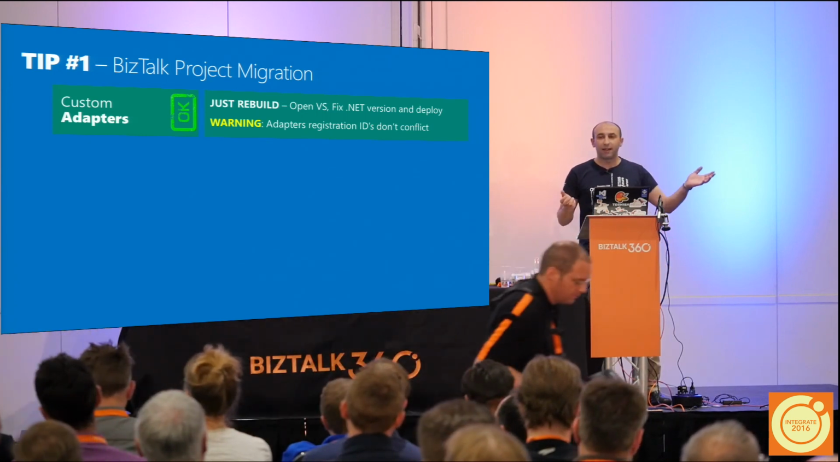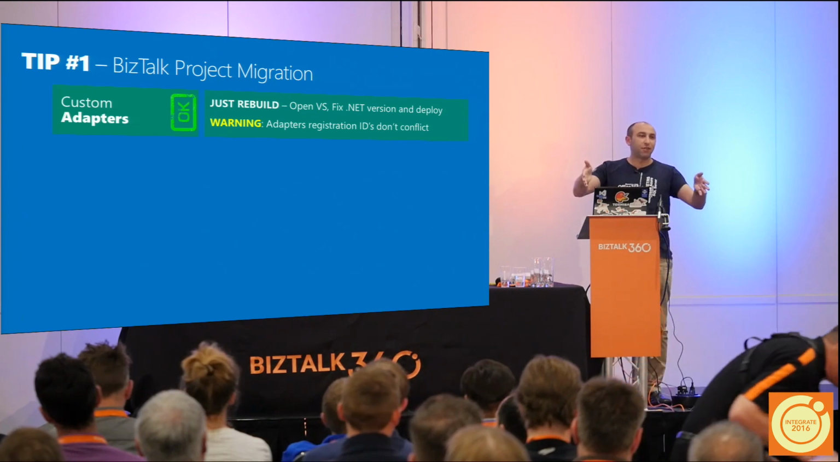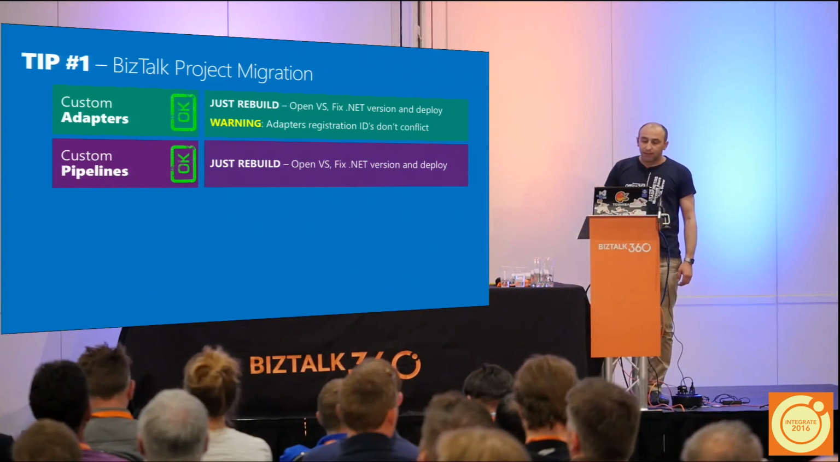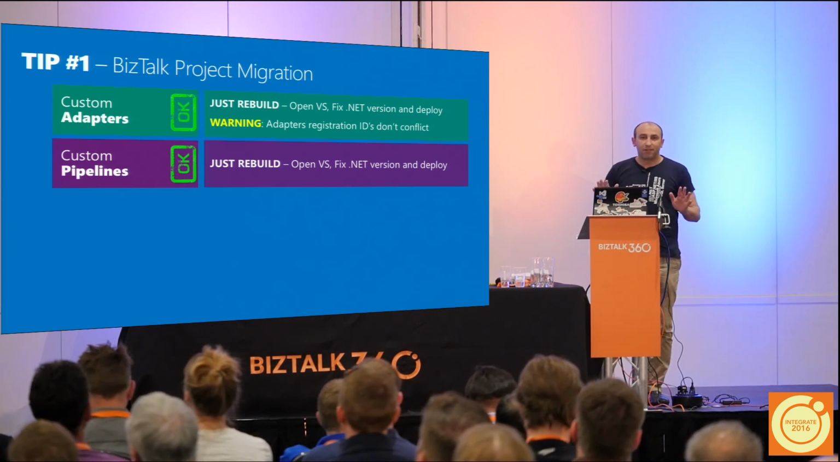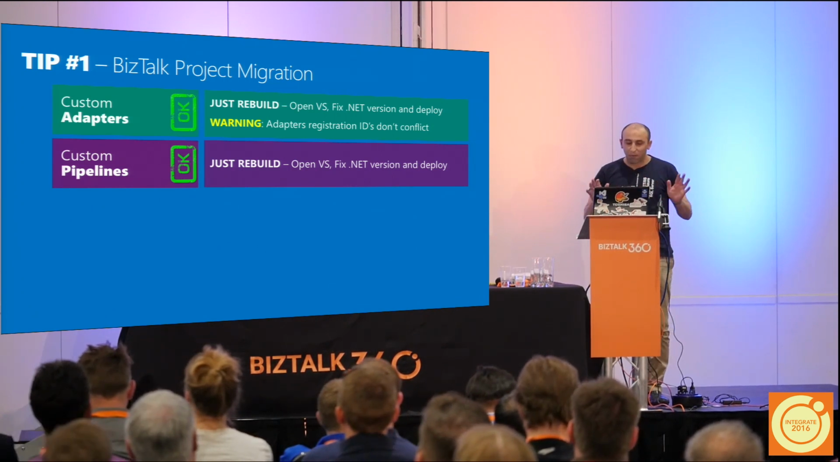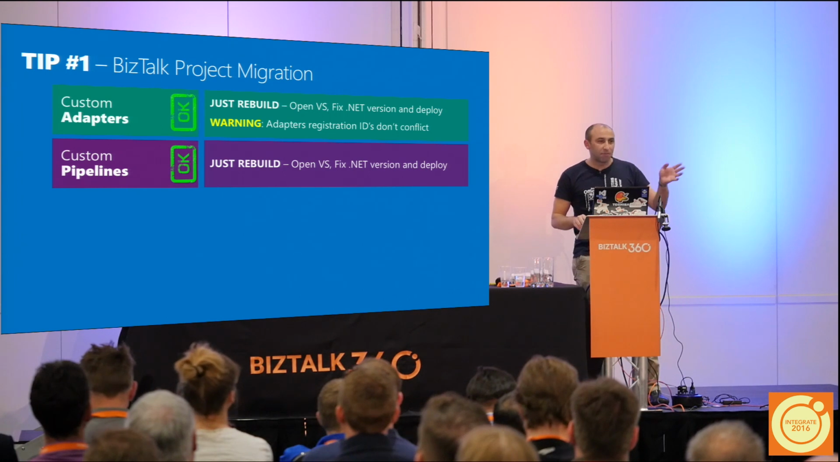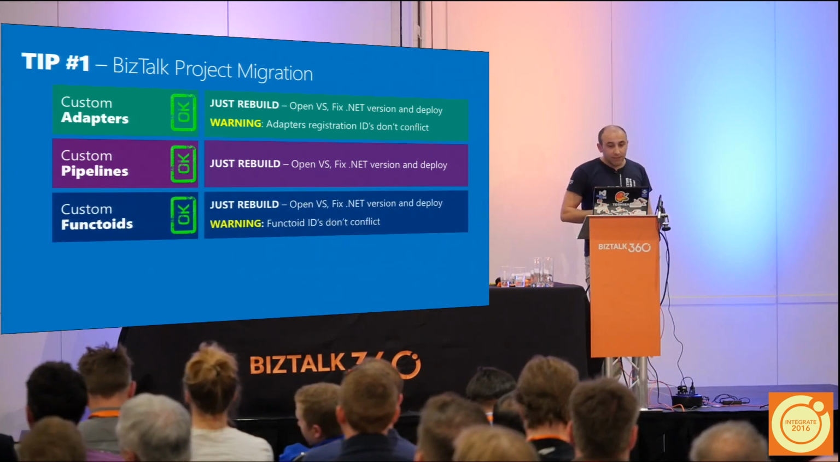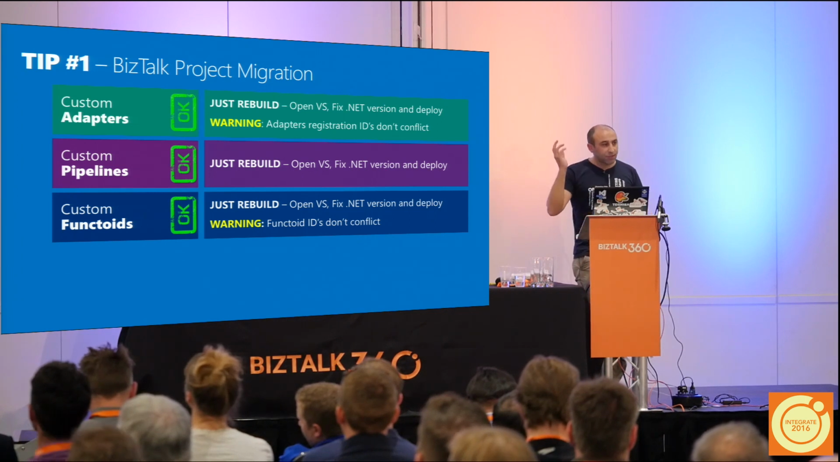Okay, the SQL adapter is still in BizTalk Server 2013 R2. So every custom adapter that you create, if they work well, at least, you just compile it and it's migrated. So custom pipelines, just rebuild. You don't need to do anything. Just rebuild custom components, custom pipelines, and you are okay. Functoids, yeah, just rebuild again.